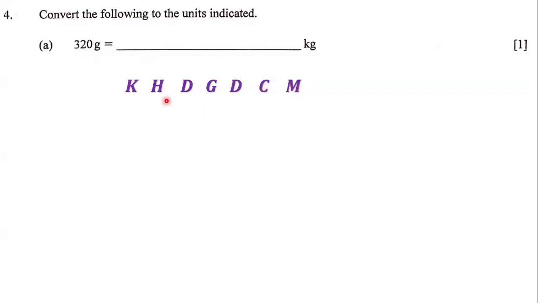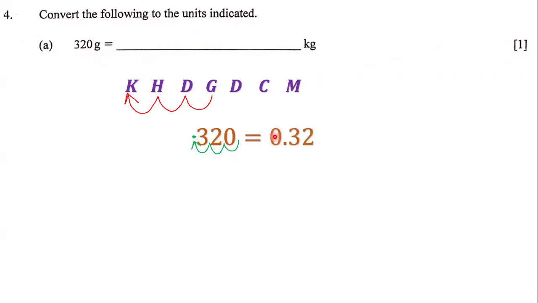The K here stands for kilograms, the G stands for grams, and the M stands for milligrams. Our goal is to convert from grams to kilograms, and so we move 3 times to the left. 1, 2, 3. Since we move 3 times to the left, we take our decimal point and move it 3 times to the left. So we go 1, 2, and 3. Our decimal point is right there.